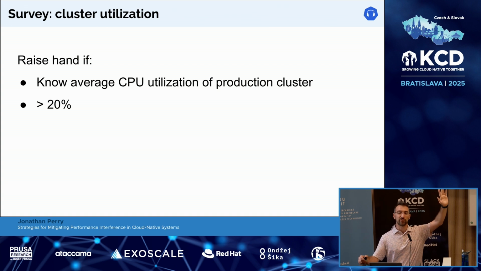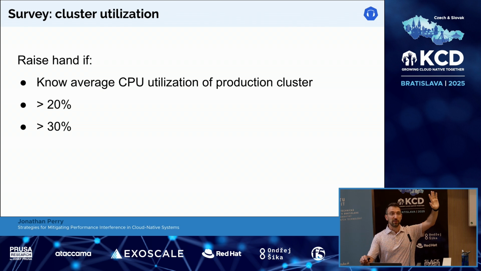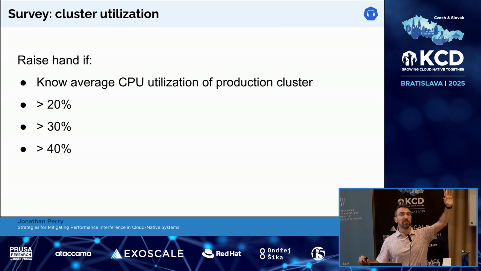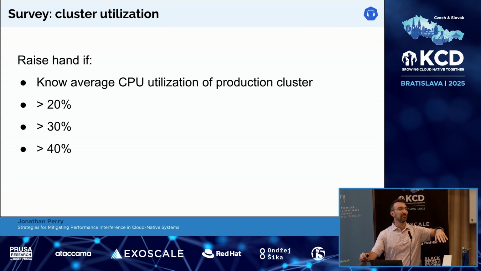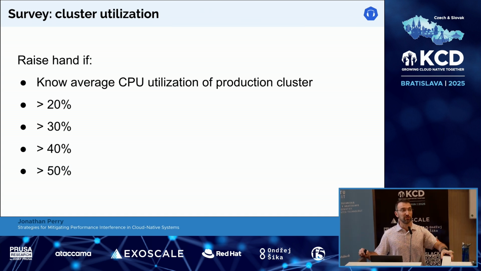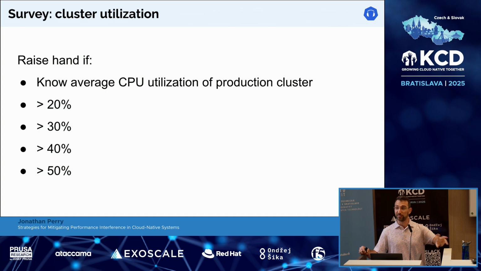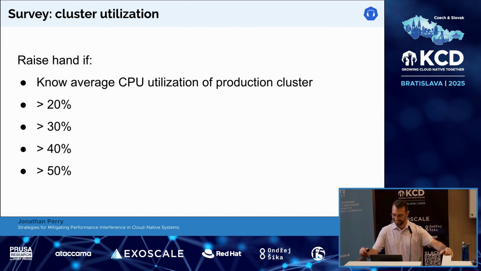Yeah, most of the hands are still up. Keep it up if it's more than 30%. Okay, maybe half of the hands are still up. More than 40%? Another half went down, and then more than 50% for a production user-facing cluster. Okay, so I see some hands. That's amazing. Maybe we should talk later and you should tell me how you do it. Optimized it last week. Yeah. Okay, good.